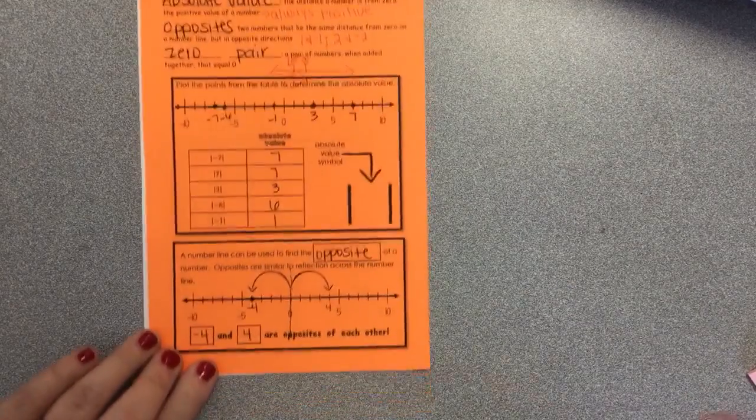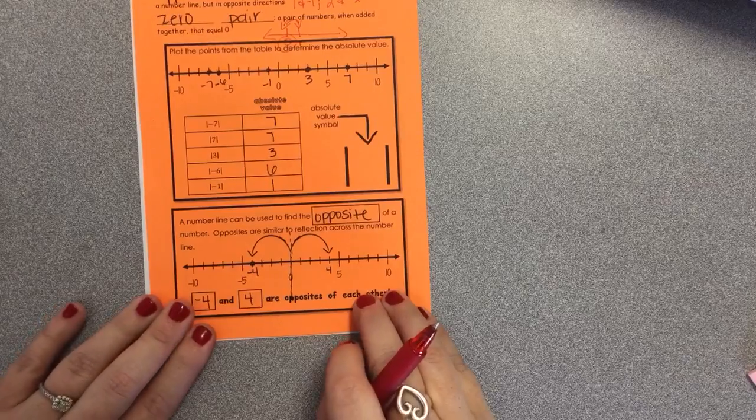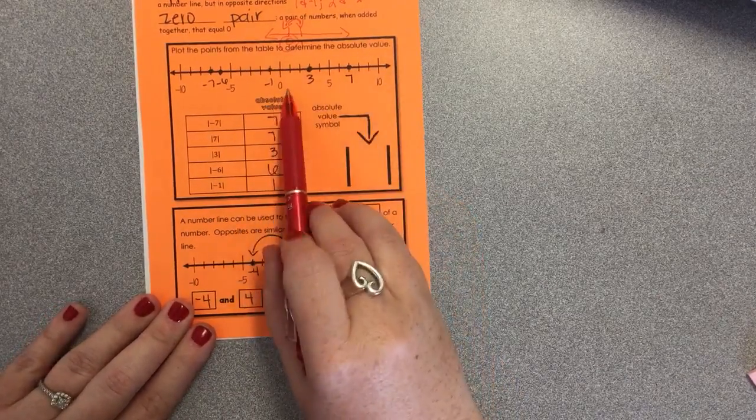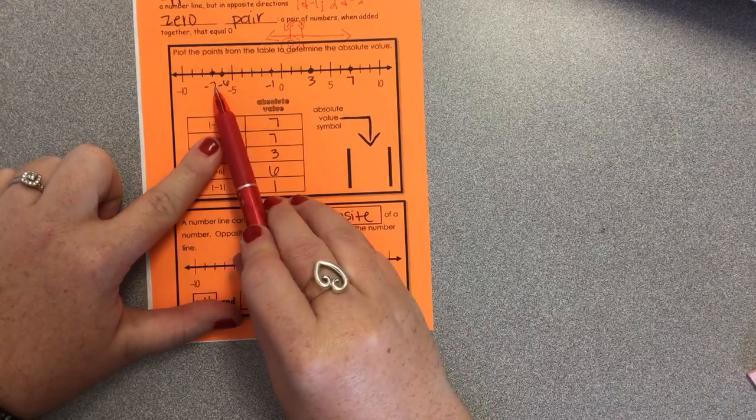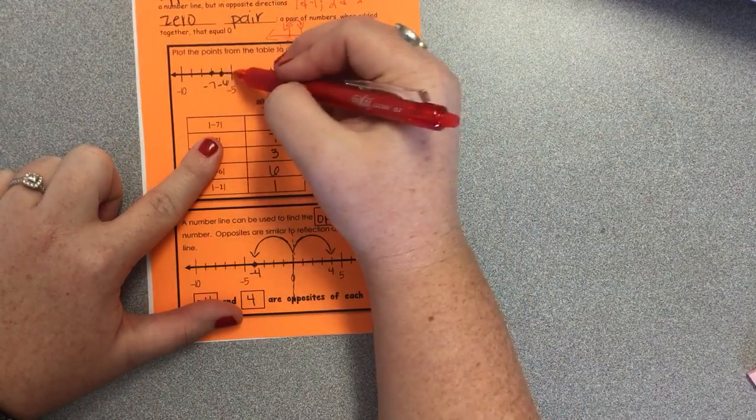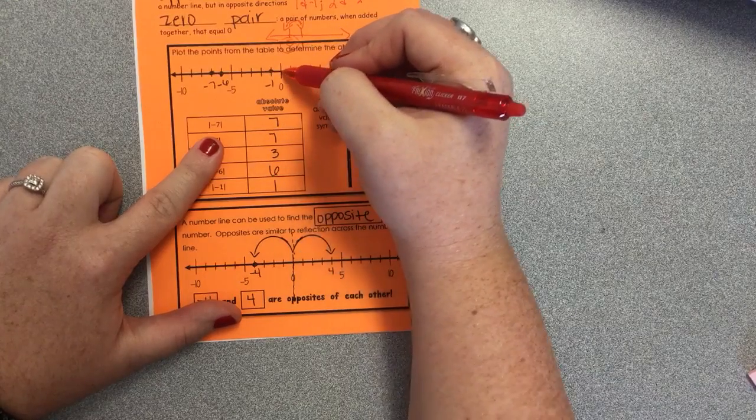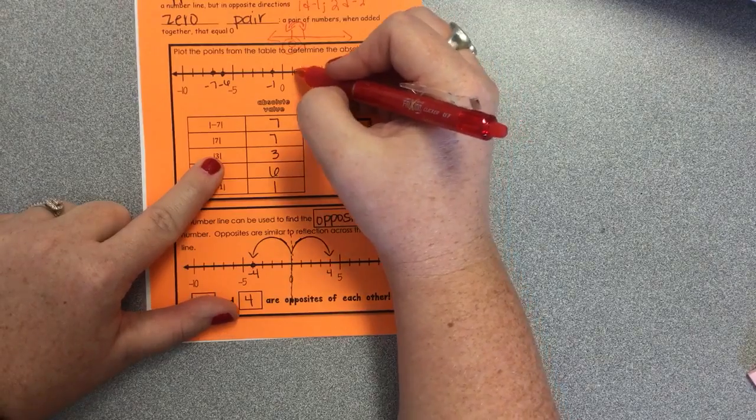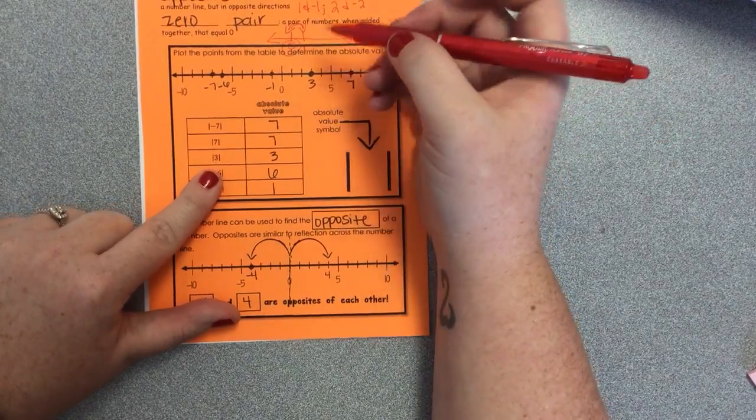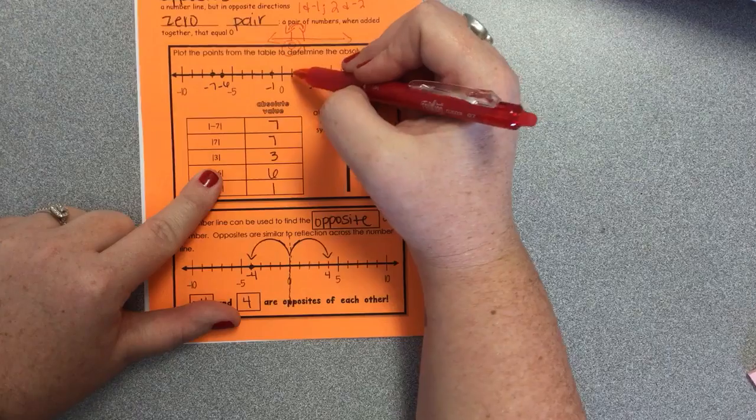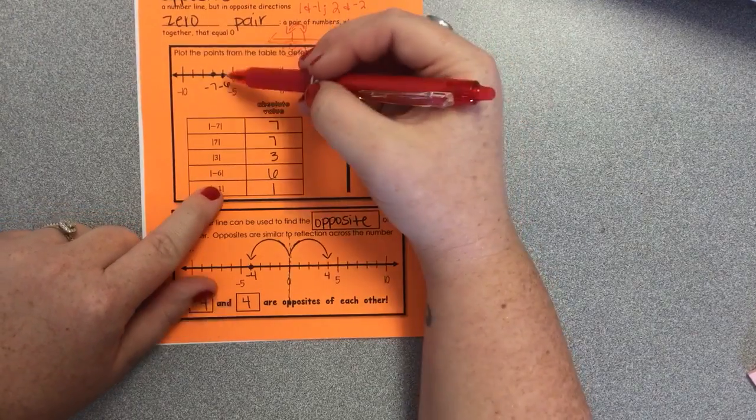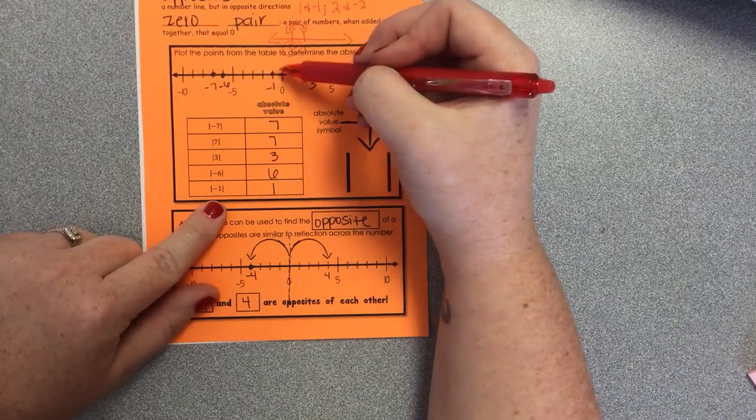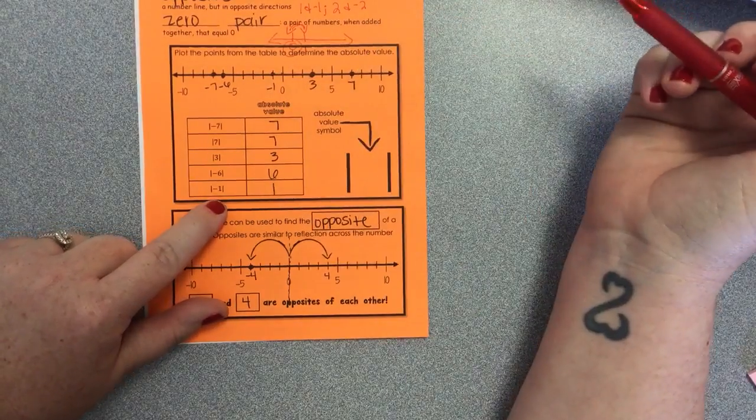On our notes, we talked about the absolute value of each one of these numbers. It says plot the points from the table to determine the absolute value. So we did -7 over here. The distance it is from 0 is 1, 2, 3, 4, 5, 6, 7 spaces. Same thing with +7, 7 spaces. +3 is 3 spaces. -6 is 6 spaces. -1 is only 1 space. So that's how we got our answers there.